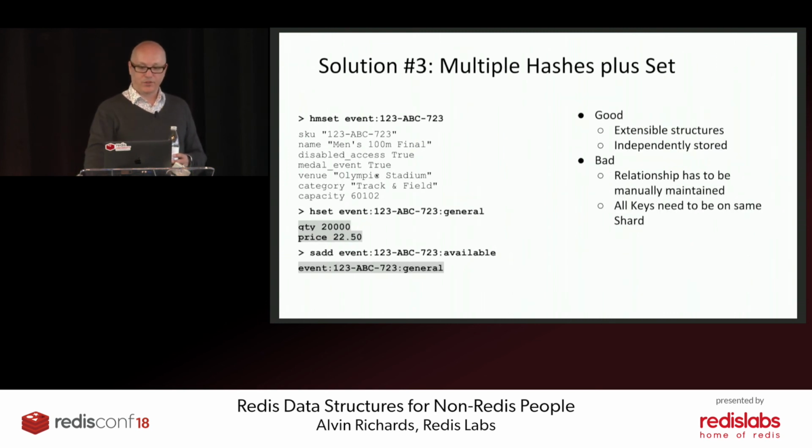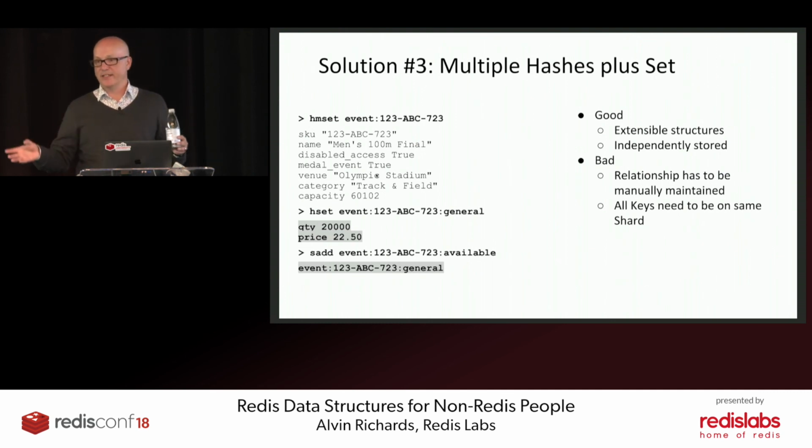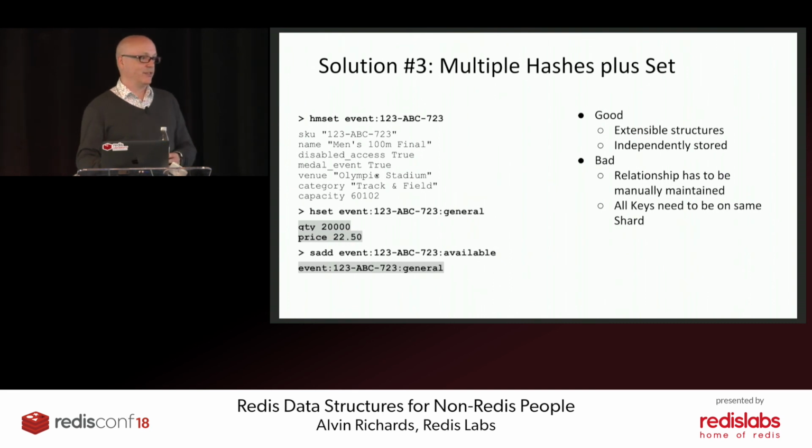Okay, so what's good? You've got a very extensible structure. These hashes are independently stored, which means that you can distribute them across clusters. Clearly, the bad thing here is you have to maintain these relationships. You're now responsible for maintaining those relationships.